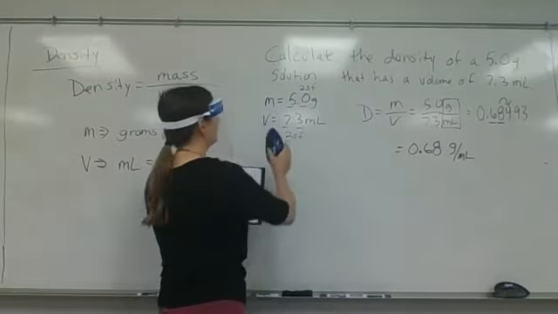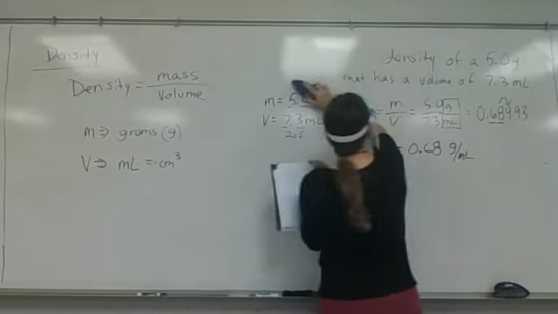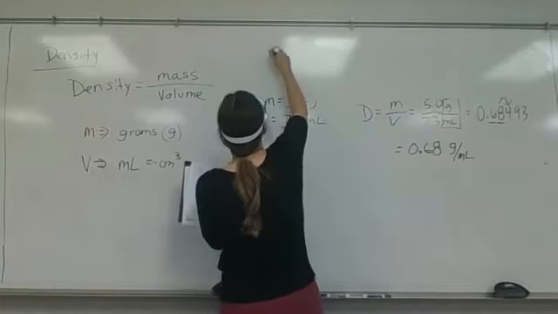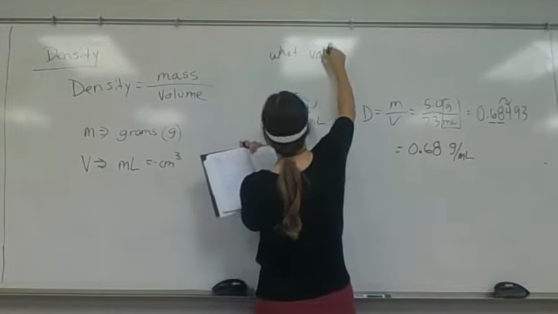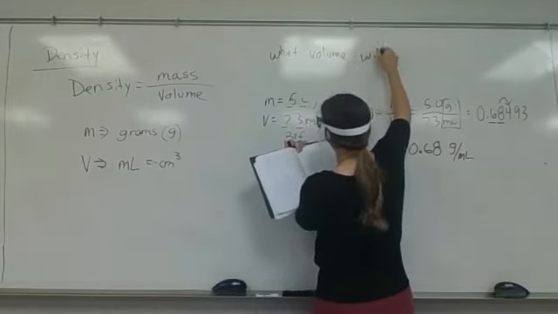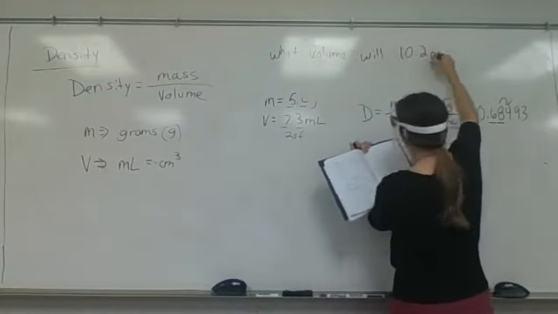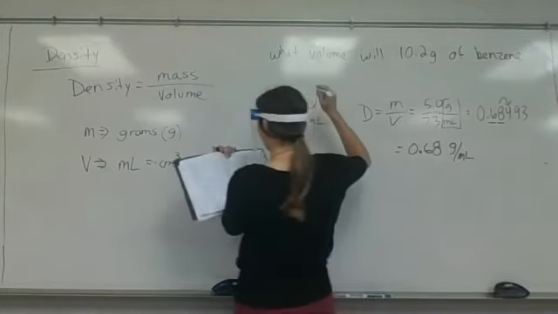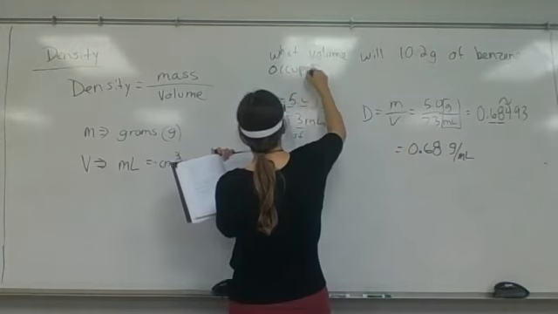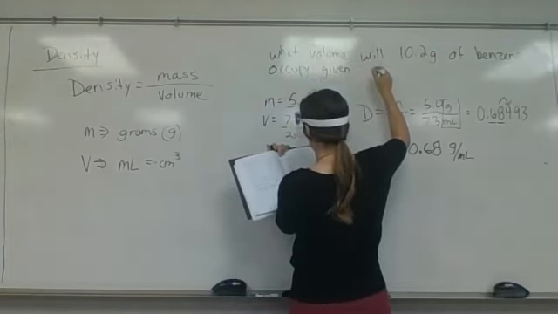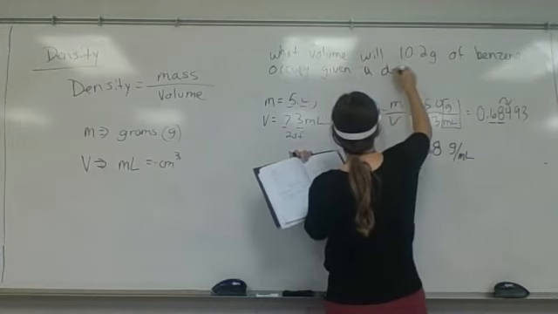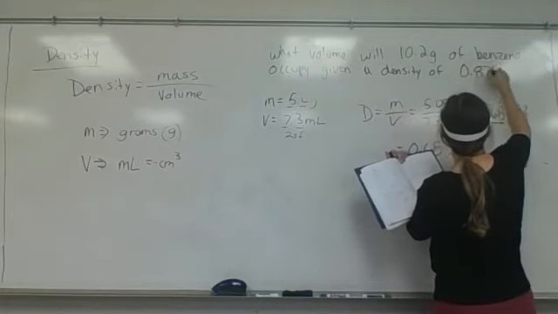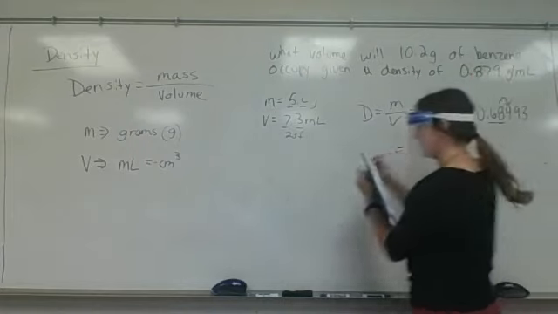So we'll end with one more slightly different. We'll do another word problem up here. Okay. What volume will 10.2 grams of benzene occupy given a density of 0.879 grams per mil?